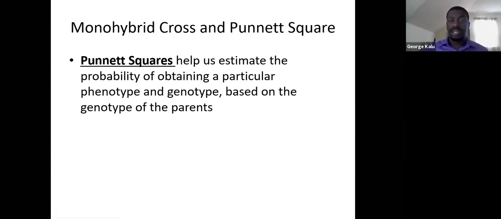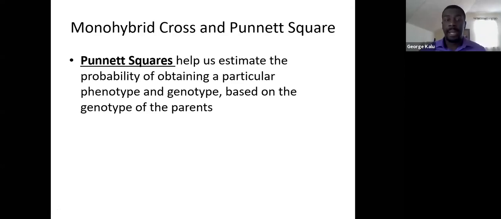That brings us to this last, big picture part of our chapter. We want to be looking at Punnett squares. As geneticists, one of the things that we want to be able to do is predict the phenotype and the genotype of an offspring based on the parents' genotypes.